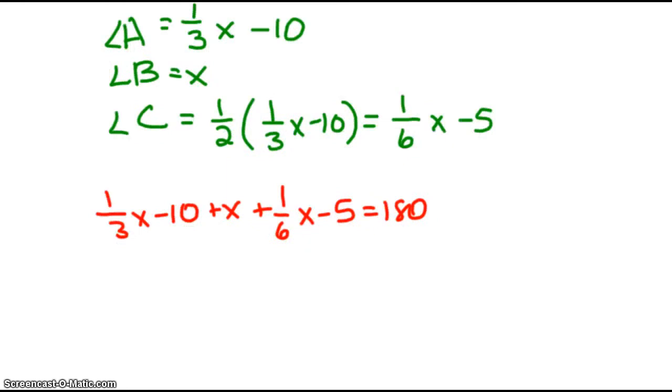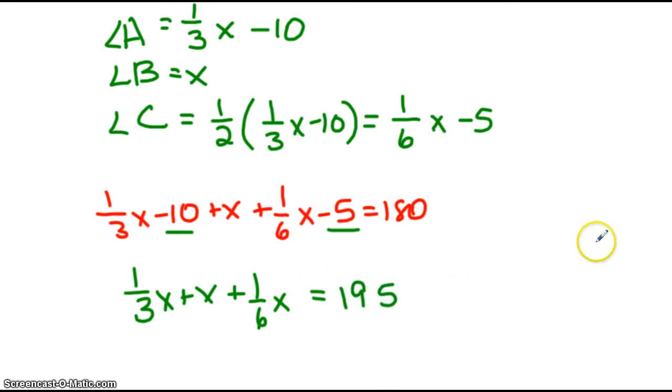So we're going to want to combine like terms. But this is different than the first example because now our denominators are uncommon. They're not like denominators. So I'm going to simplify by combining my constant terms. So I get 1/3 x plus 1/6 x, and this would become a minus 15, which then we add over, so we get equals 195.